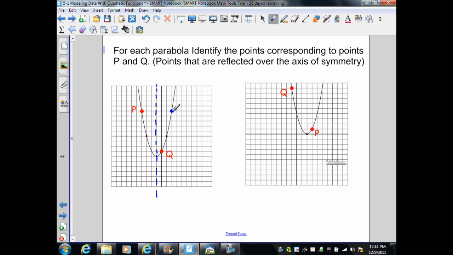1, 2, 3. And I'll call that P sub 1. So P sub 1 has an ordered pair that is 1, 2, 3, 4, 5. Q is 1 unit to the right of my axis of symmetry, so its reflected point over the axis would be 1 unit to the left. And I'll call that Q sub 1. That is located at negative 2, 1, 2, 3, negative 3.